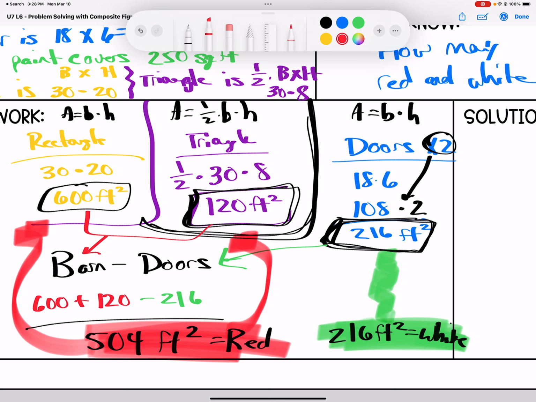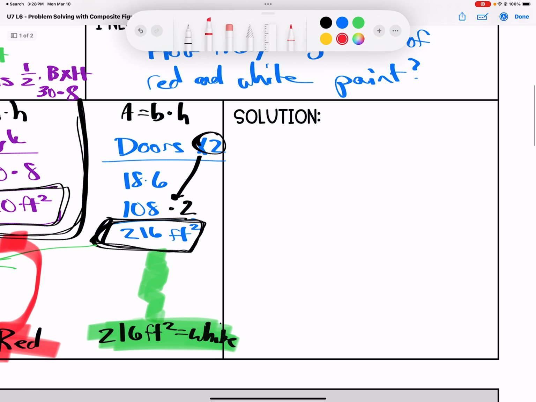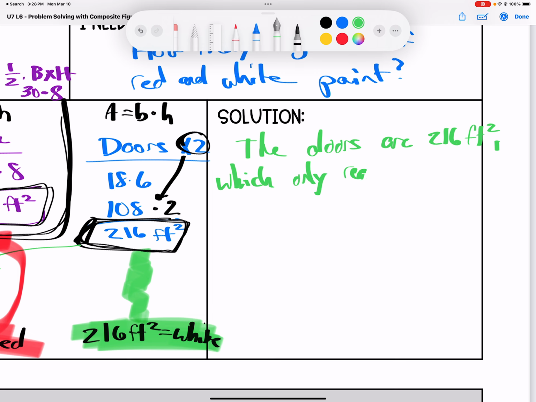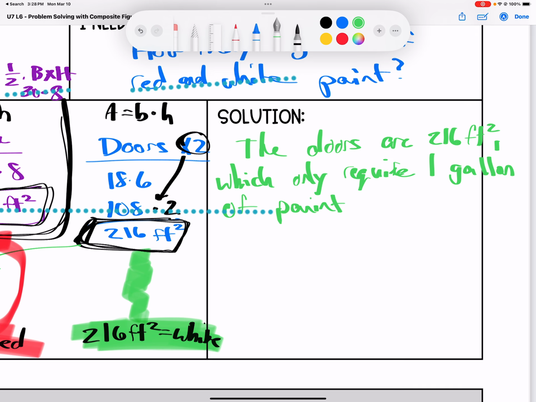Now, each gallon of paint covers 250. Okay? So the doors are only 216. So the doors are 216 feet squared, which only require 1 gallon of paint. Okay?